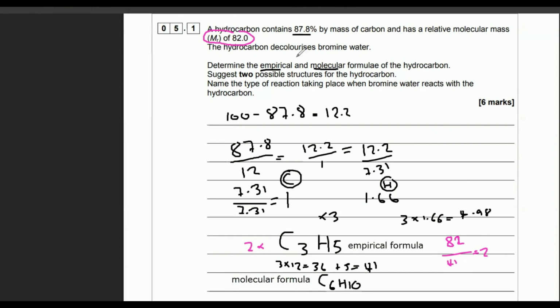So we've now cracked the first couple of parts of this. We've done the empirical formula, and we've worked out the molecular formula. Suggest 2 possible structures for the hydrocarbon. Name the type of reaction taking place when bromine reacts with the hydrocarbon. Well, it says here the hydrocarbon decolorizes bromine water. What does that tell you? That tells me double bond, and then you think alkenes. So we would ask ourselves a question: is it an alkene? Alkenes, as you know, have the general formula CnH2n, but this doesn't fit the alkene general formula.